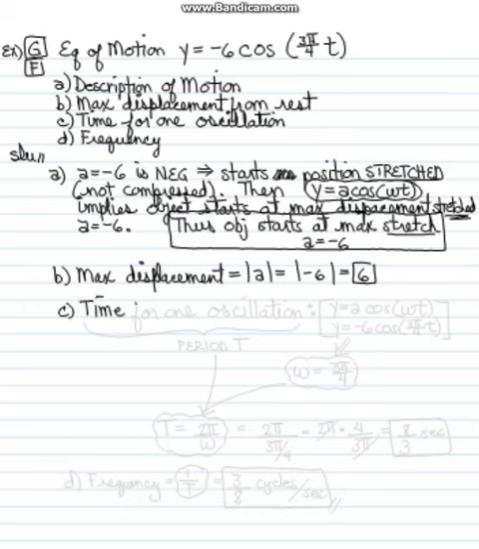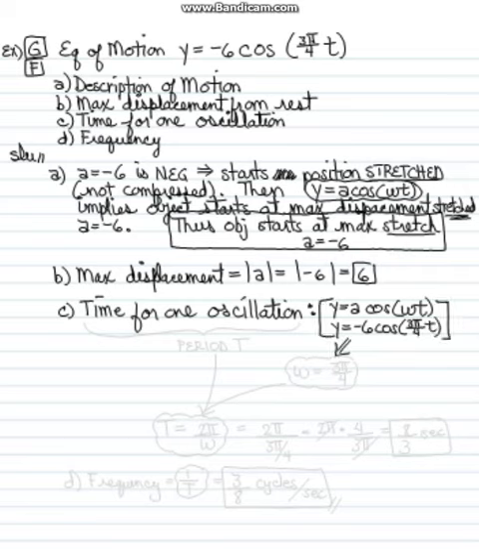Part C, time for one oscillation. Time for one oscillation, that's what we call the period. Okay, well, we know y is equal to A cosine omega t. In this case, y equals -6 cosine 3 pi over 4 t. So omega is 3 pi over 4. And we know that the time for one oscillation is called the period T.